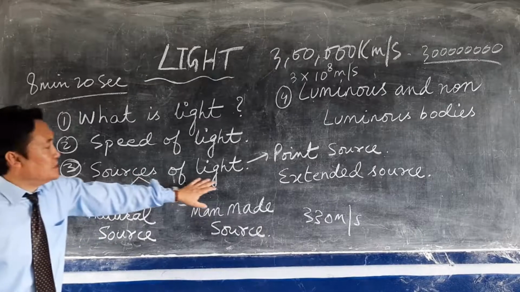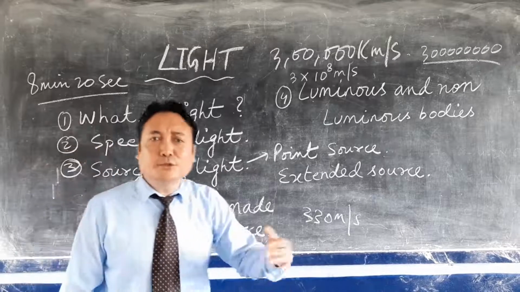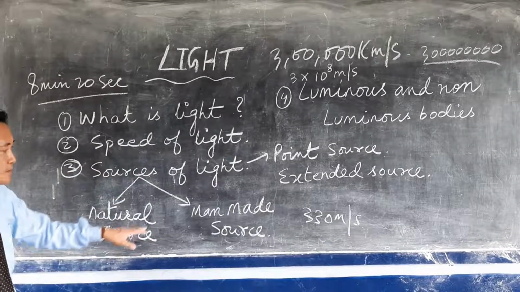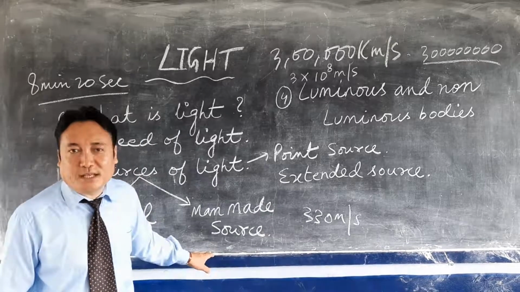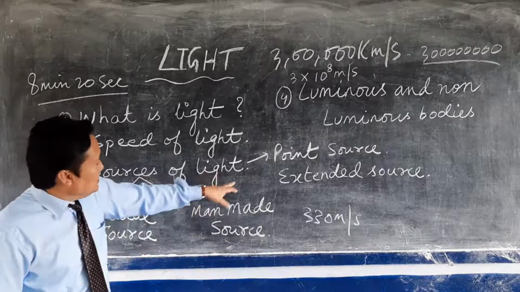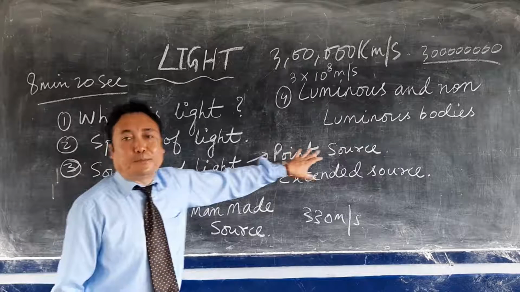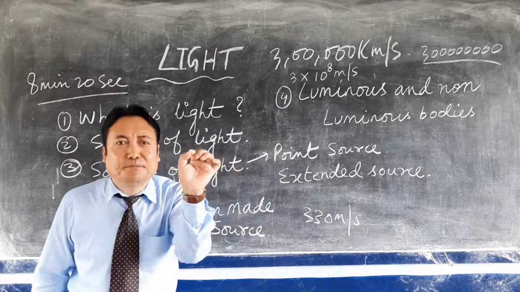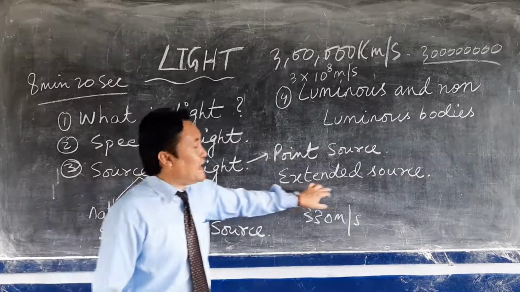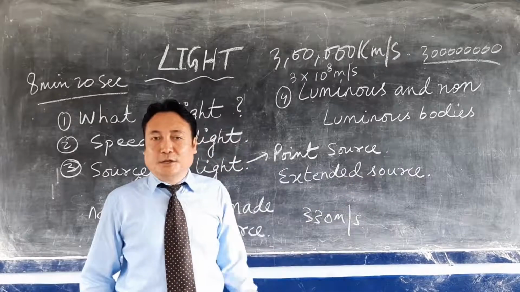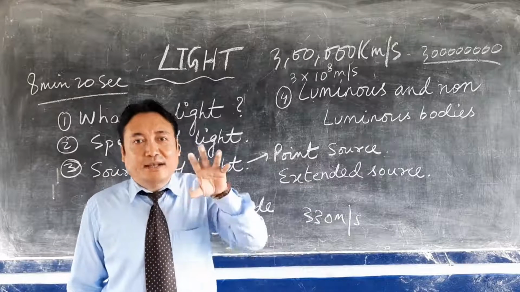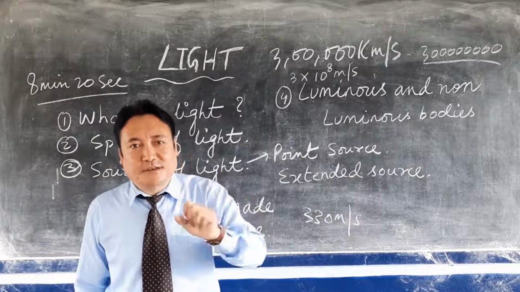Next comes the sources of light. There are two sources. One is the natural source, the other one is the man-made source, also known as artificial source. And sources of light can also be a point source. Point source means like a pinhead, a very small point. The other one is the extended source. This point source and extended source depend upon the dimension of the source of light.